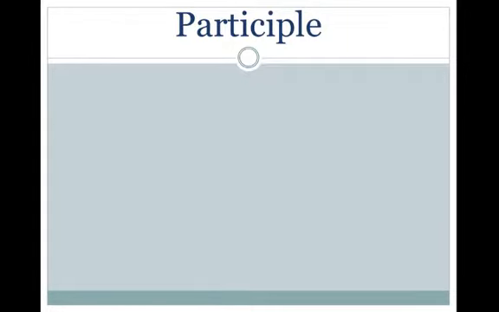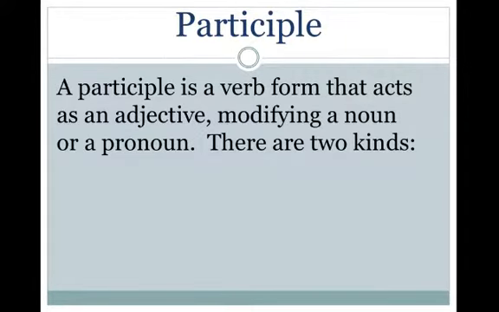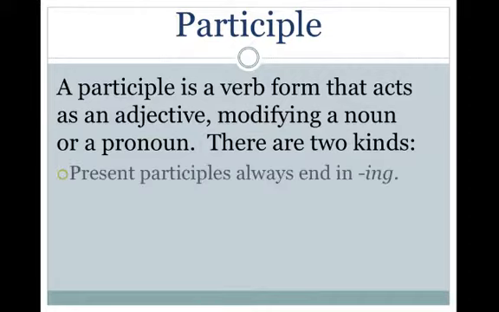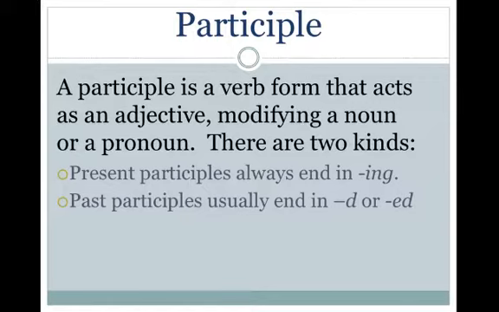Now, participle. A participle is a verb form that acts as an adjective, modifying a noun or pronoun. There are two kinds. Present participles always end in ing. Past participles usually end in d or ed.